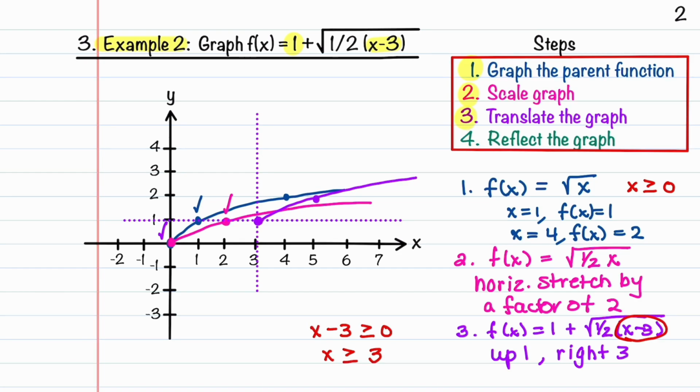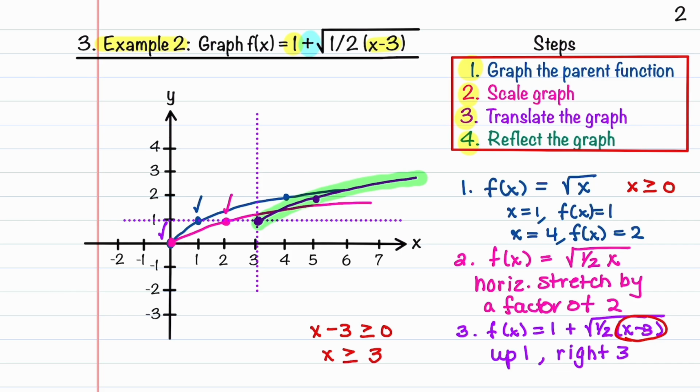Now let's talk about step 4. In step 4, it says to reflect the graph. We only need to do step 4 if there is a negative sign in front of the parent function. Notice with this parent function, the square root of x, we have a positive sign. So because of this, we don't need to reflect our graph. And the graph that we drew in step 3, that I'm going to highlight here in green, that is going to be the graph of the function.